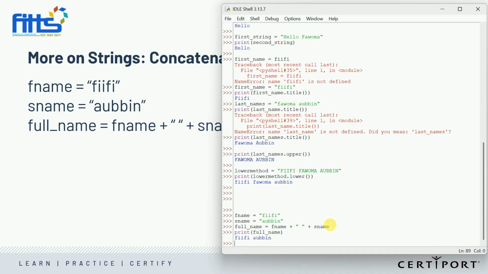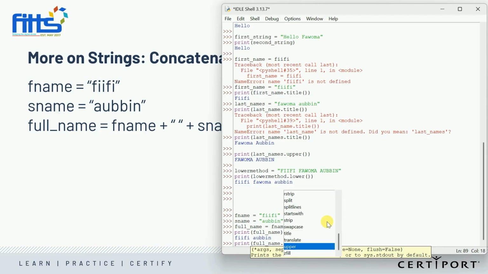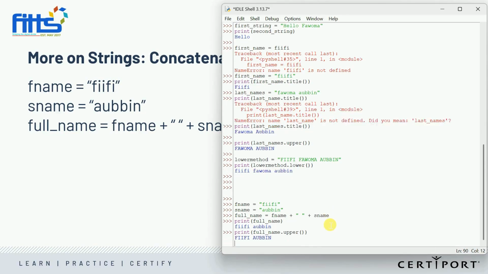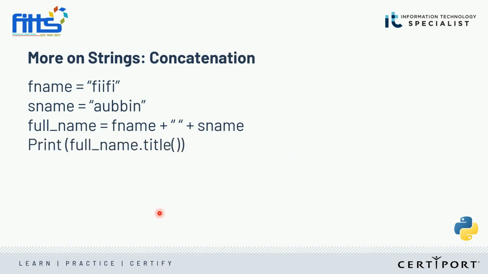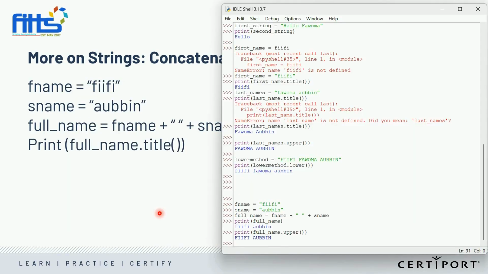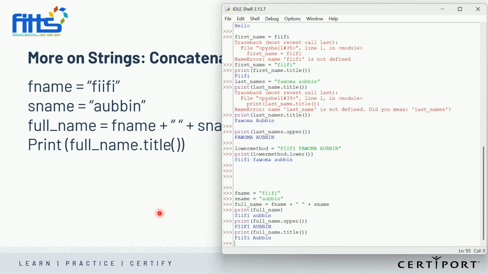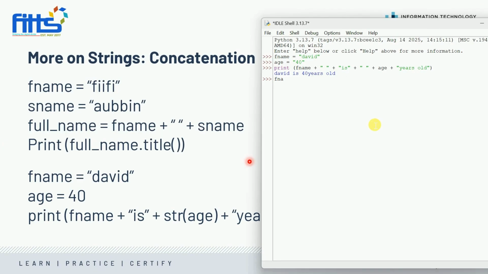Fifi Oben. If I want to print full underscore name dot upper, we're applying the method. So you see how it's all coming together. Good, that is exactly what has happened. If you want to do title, print full underscore name dot title, then it will change it to capital F, capital O. Well done.